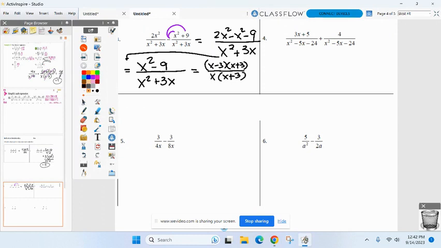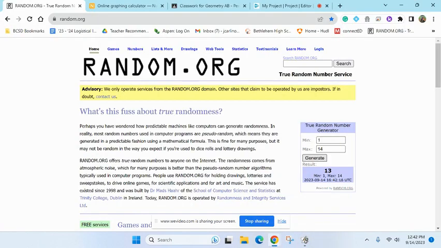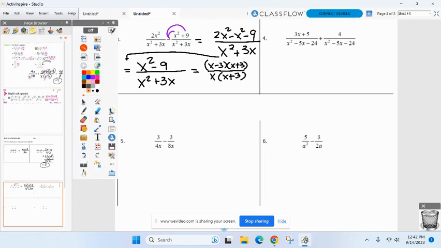Good. Cross out time. What can I cross out up here? Max, what can I cross out? X plus 3. Good. So here's my final answer, everybody: x minus 3 over x. And you know darn well you do not even touch, don't even sniff those x's trying to cross them out. All right, don't even think about it. We good?